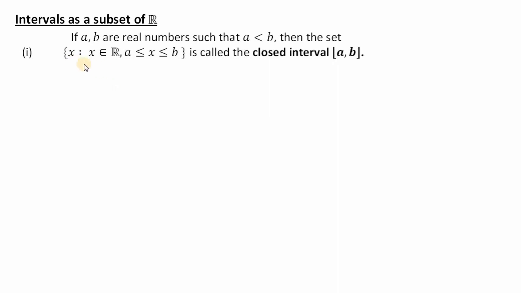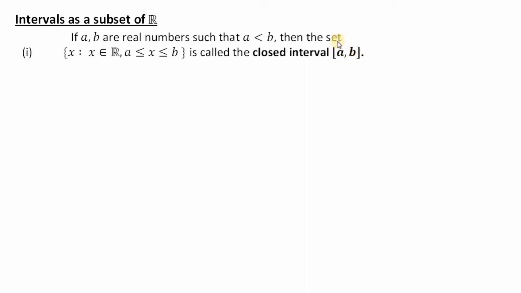Okay, so the first subset is called a set of x such that x is a real number and a is less than or equal to x is less than or equal to b. This set is called a closed interval. Okay, and this is denoted in this way.